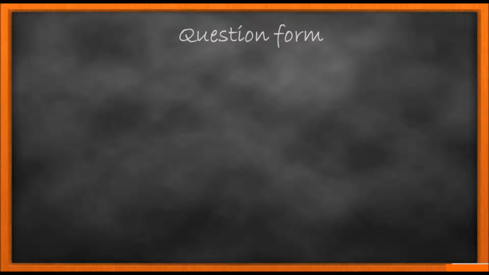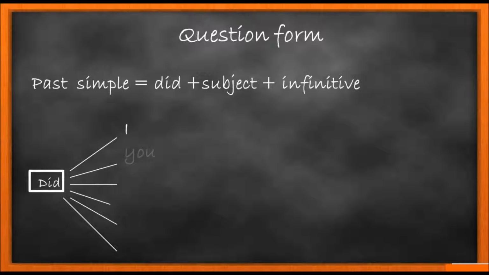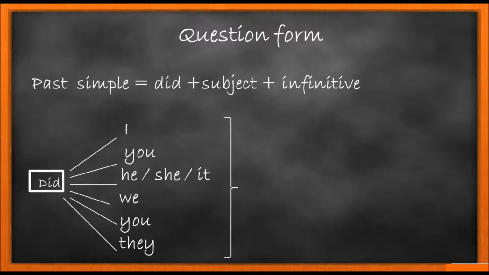Question form. To make a past simple question, you also need to use the auxiliary verb did. So did plus subject plus infinitive. Did I, you, he, she, it, we, you, they see, have, go, do, play? Remember, you use the infinitive in a past simple question. Do not add ed at the end of the verb.